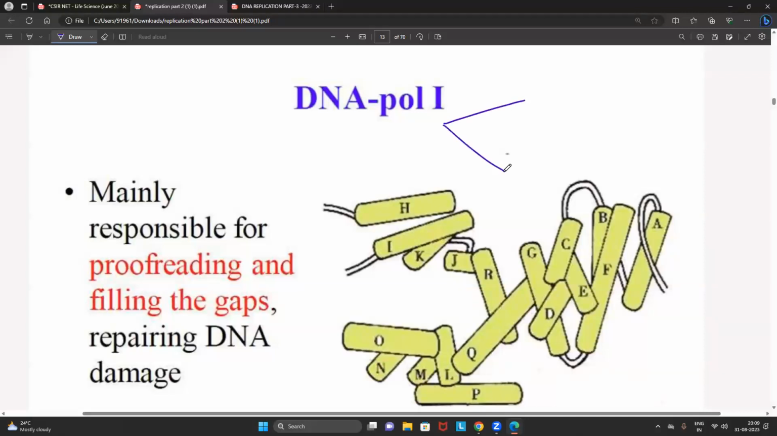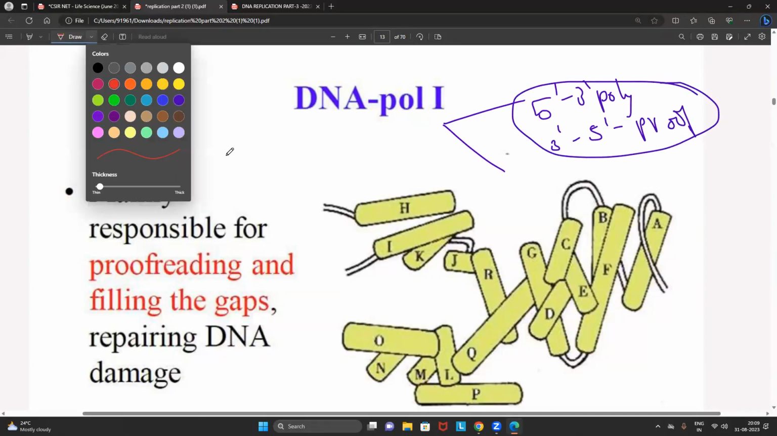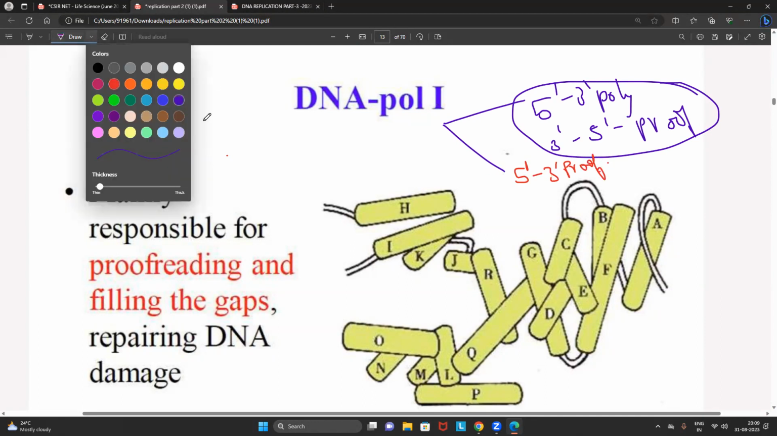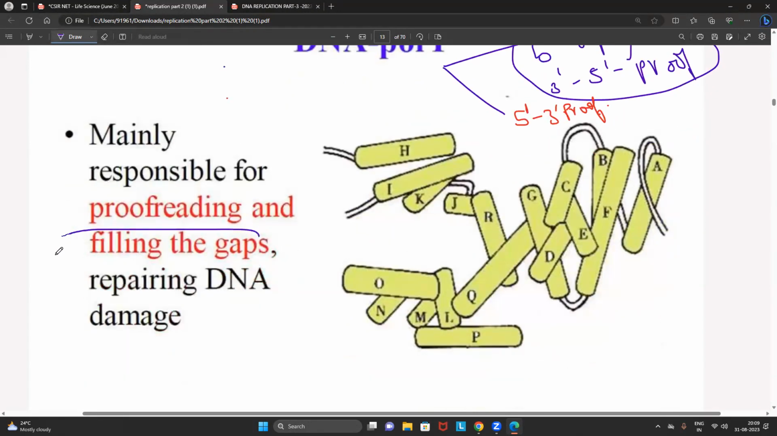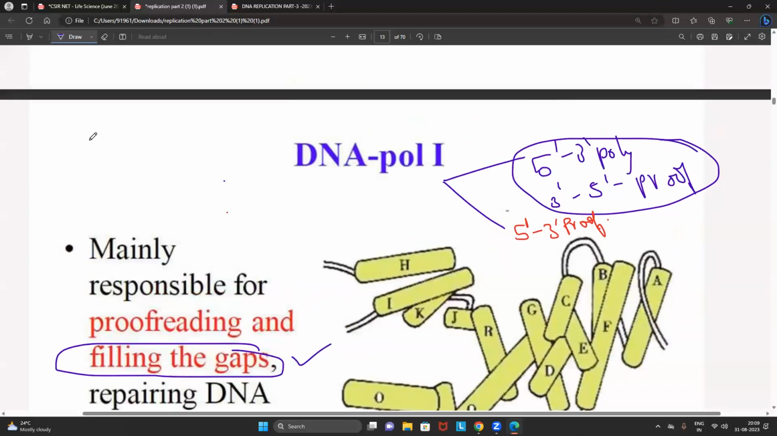DNA polymerase 1 has what functions? Tell me. 5' to 3' polymerization, 3' to 5' proofreading. Okay, you got that. These two are very common functions. And what is the special function? The special function is that it will do the proofreading or exonuclease activity in the 5' to 3' direction also. Apart from this, a very important point, DNA polymerase 1 is the enzyme which fills the gaps. I'll tell you in the upcoming slide.